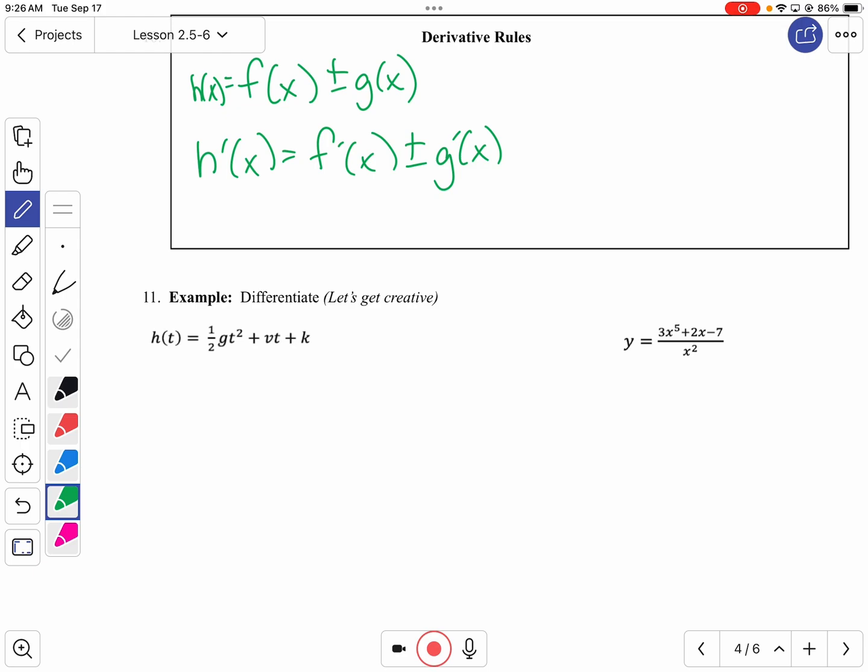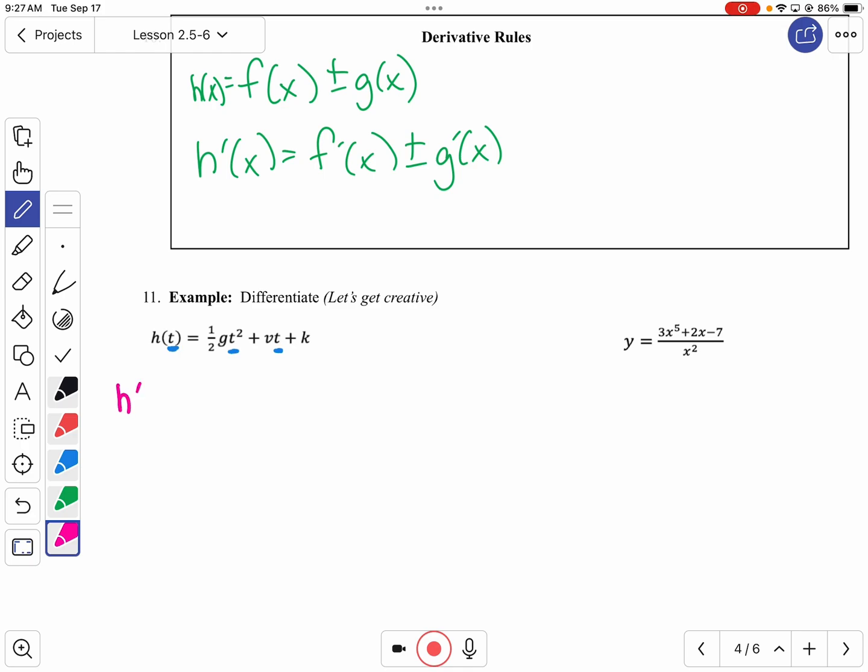So h of t, I have 1/2 gt squared plus vt plus k. Who is the independent variable in that problem? T. It's whatever is in parentheses in the beginning. So that's like my x. Everything else is considered like a constant, but it's just a variable constant that we might not know.